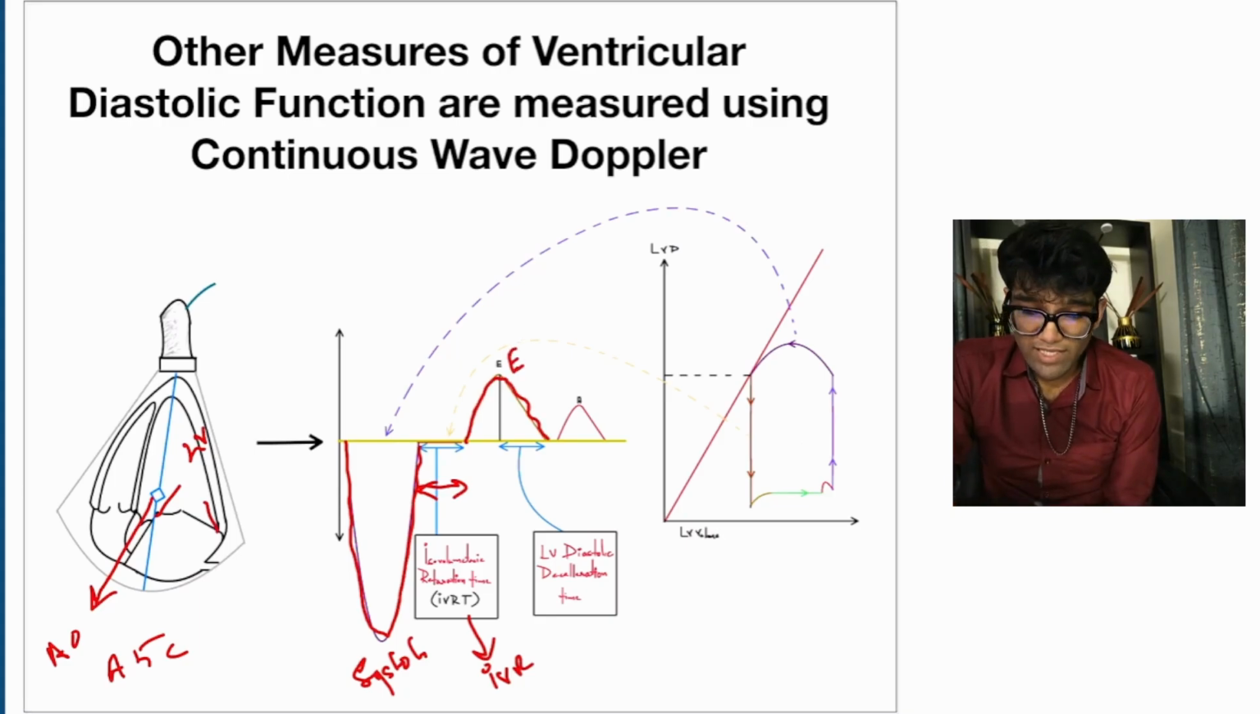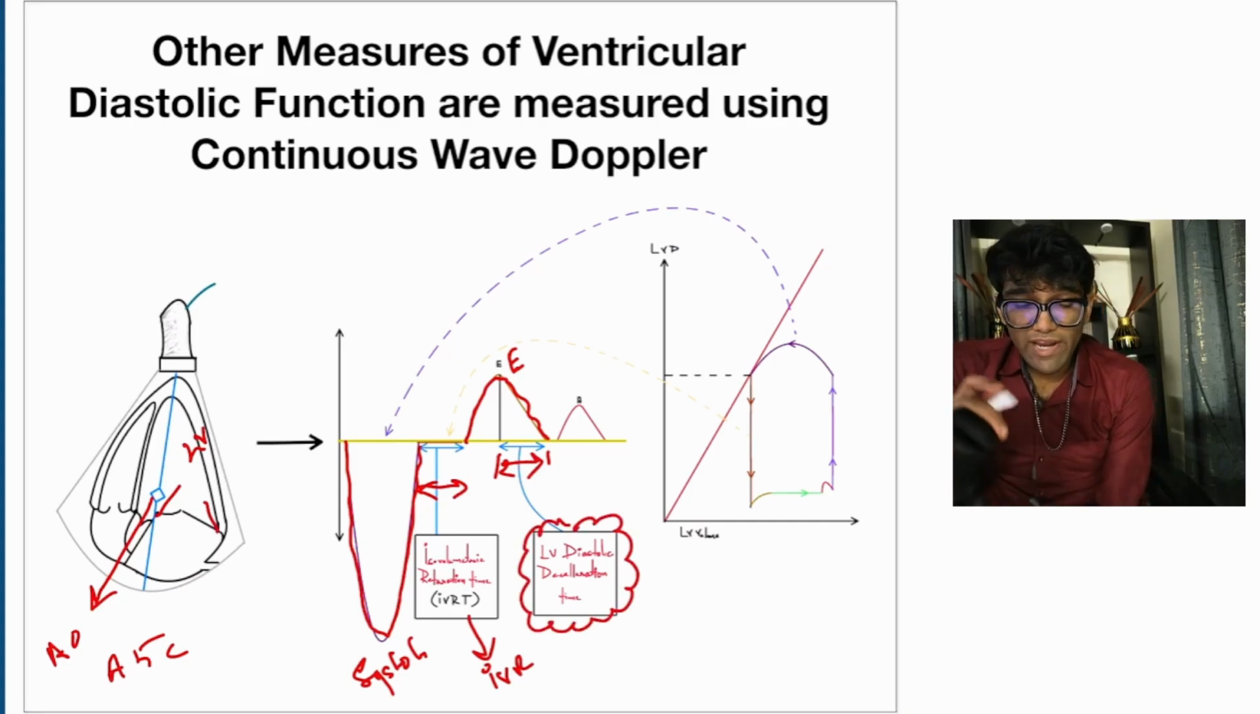Okay, now as you can see, the second half of the E wave is the deceleration time. The LV diastolic deceleration time is from the peak of the E wave till the termination of the E wave. So this is what we call the LV diastolic deceleration time. These are also indirect measures of the left ventricular relaxation. But obviously these are indirect measures.